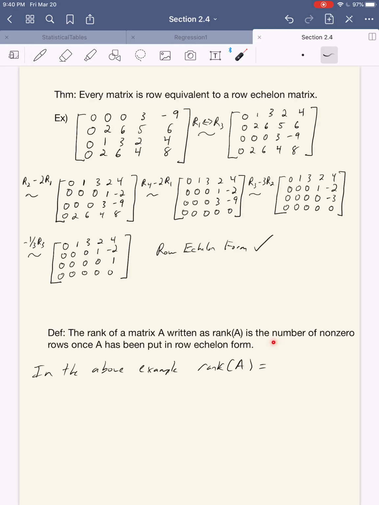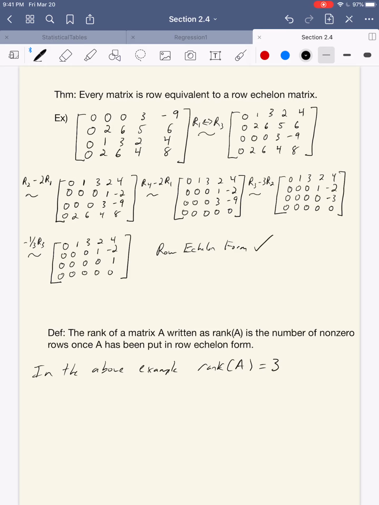Definition says it's the number of non-zero rows once A has been put in row echelon form. So even though this is what A originally was, this is what A looks like if it's reduced into row echelon form. In that thing there are 1, 2, 3 non-zero rows. So the rank of A in the above example would be 3. So just keep in mind, rank is actually the number of non-zero rows of the equivalent row echelon matrix.